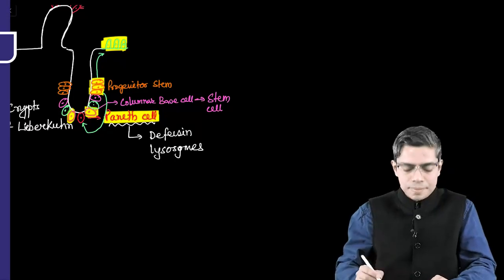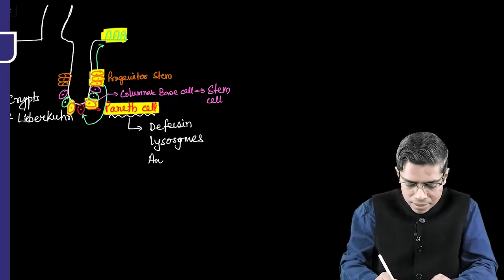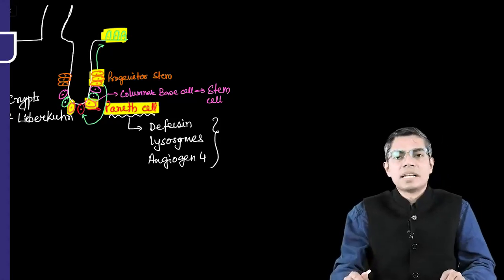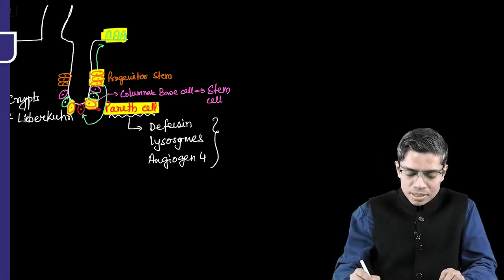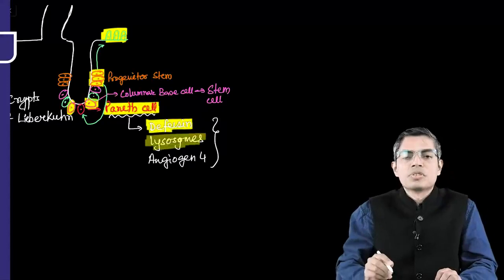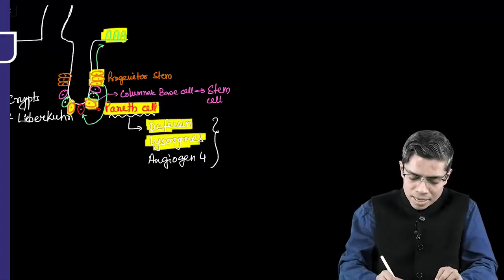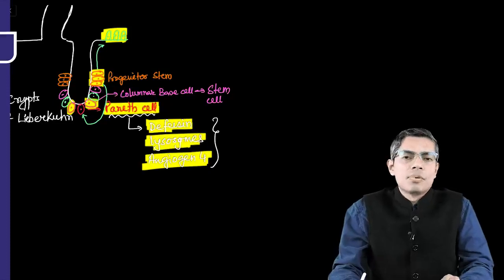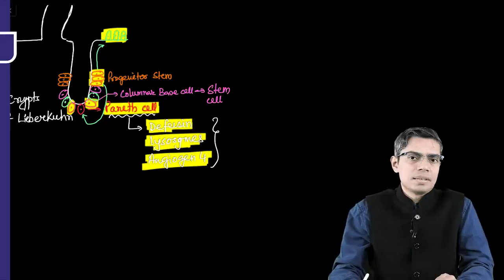Okay, lysozymes. Not only that, angiogenin 4 are also secreted by this Paneth cell. So at least you have to remember defensin, which is an antibacterial substance produced by this Paneth cell. Not only that, lysozymes are also secreted by the cells and angiogenin 4 are also secreted by the cell, right?